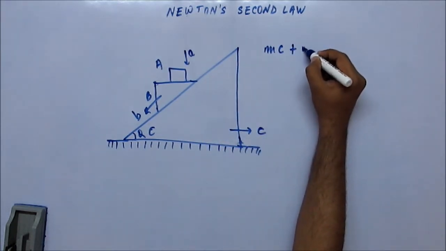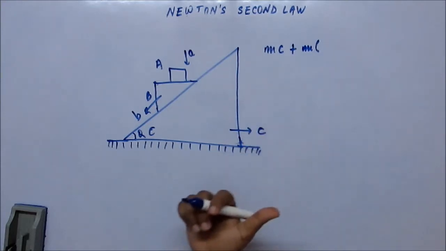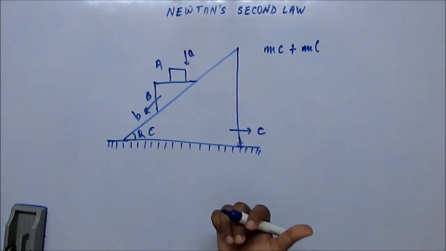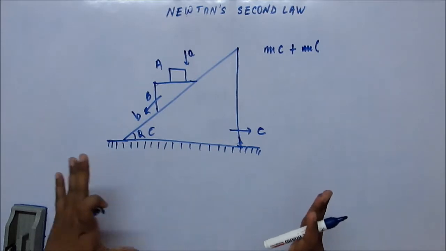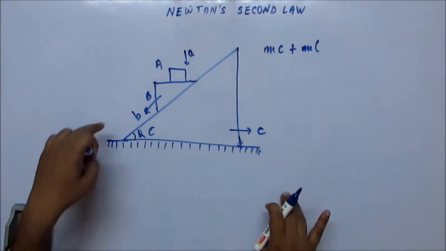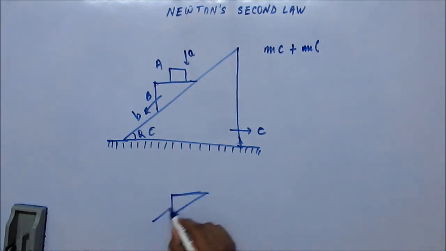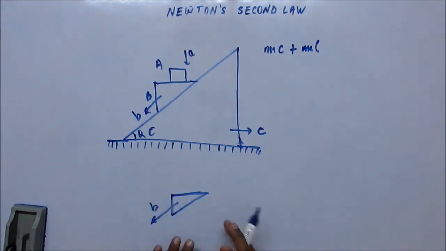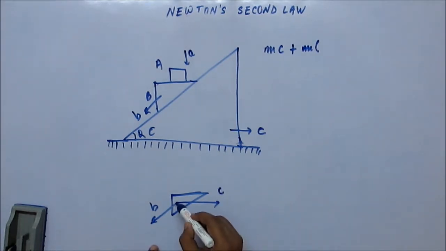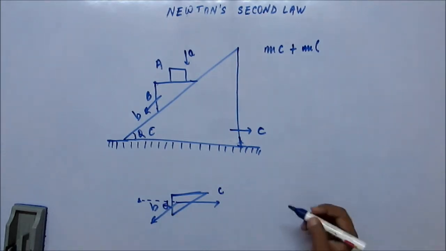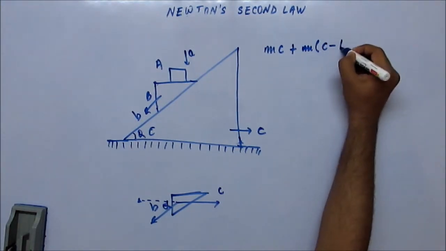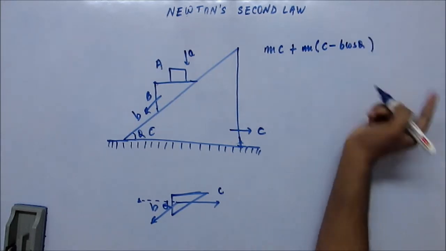Plus mass of B into acceleration of B. I have taken the right side as the positive direction. Now B, this is the net acceleration because we are talking about the net external force. Now the net acceleration of block B in the horizontal direction: it has an acceleration B with respect to C and it is moving along with C. So with respect to the ground, it has an acceleration vector like this, B and C. Now in the horizontal direction, it has a component of B, and this angle is theta. So in the horizontal direction, it has a component C minus B cos theta towards the right.